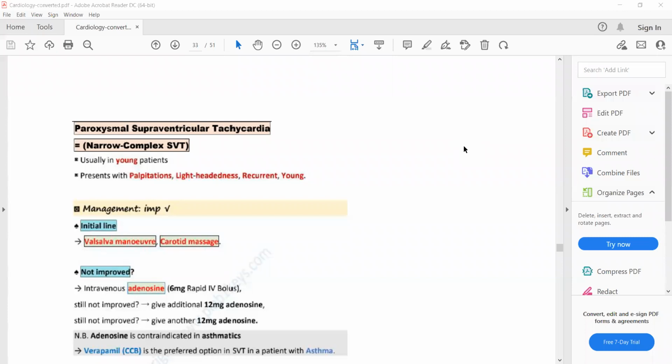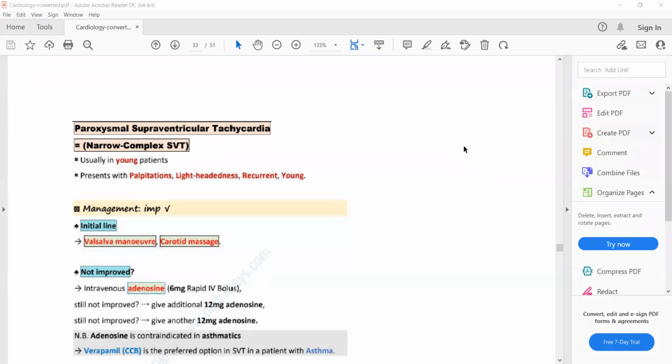How to diagnose paroxysmal supraventricular tachycardia on ECG? In the previous lecture, we discussed that if an old man who is older than 65 years of age presents to us with syncope or fainting or mild exercise intolerance, then we'll suspect aortic stenosis. For paroxysmal supraventricular tachycardia, the main hint for the diagnosis is that this type of tachycardia is common in young patients.